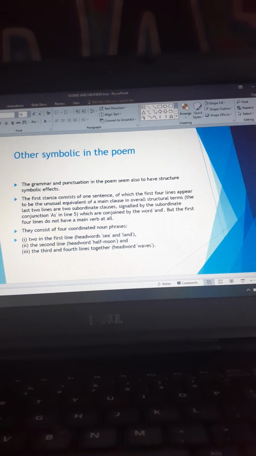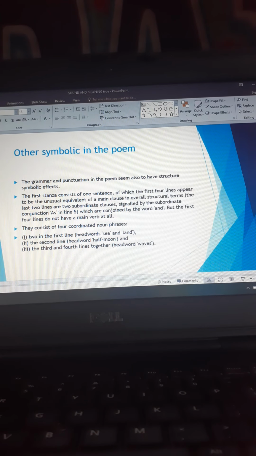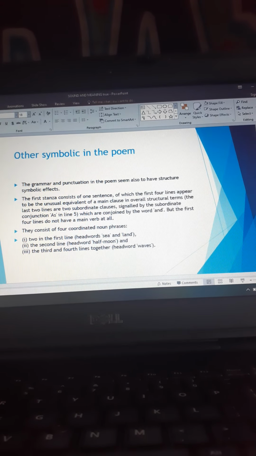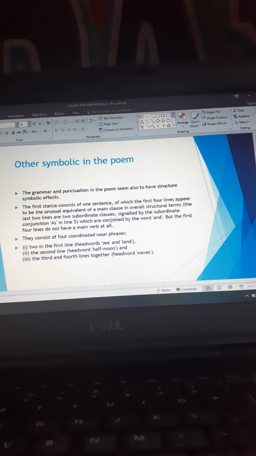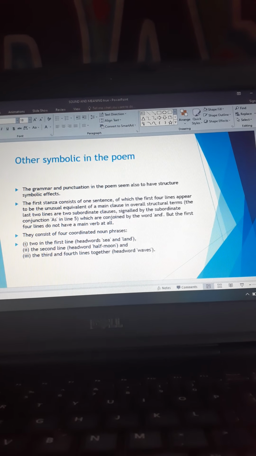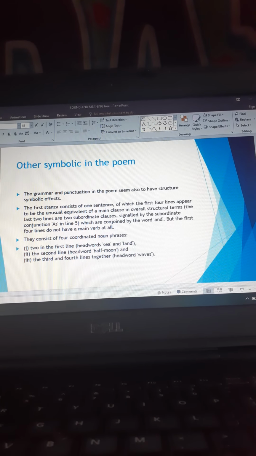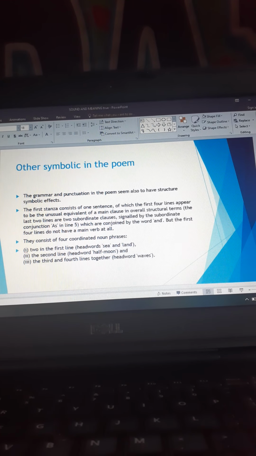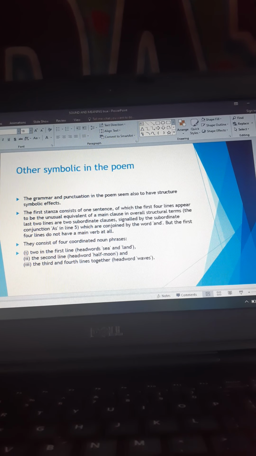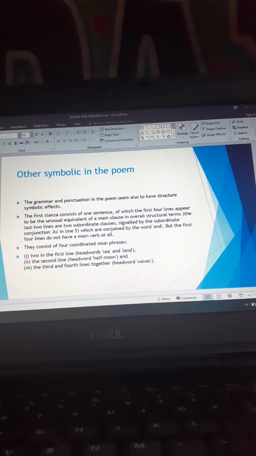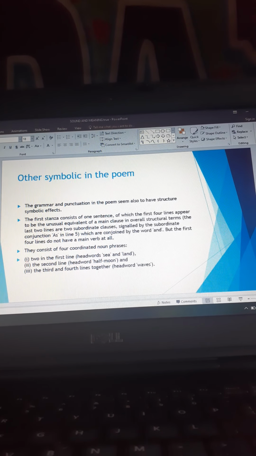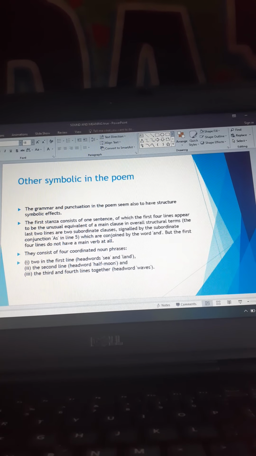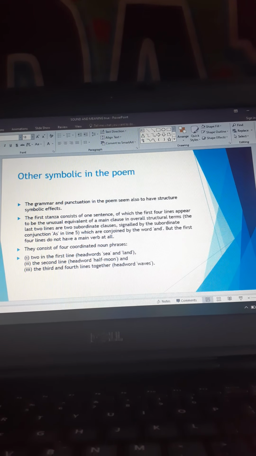So what else is symbolic in the poem? The grammar and punctuation in the poem seem also to have structured symbolic effects. The first stanza consists of one sentence, of which the first four lines appear to be the unusual equivalent of a main clause in overall structured terms. The last two lines are two subordinate clauses signaled by the subordinate conjunction as in line 5, which are conjoined by the word and, but the first four lines do not have a main verb at all.